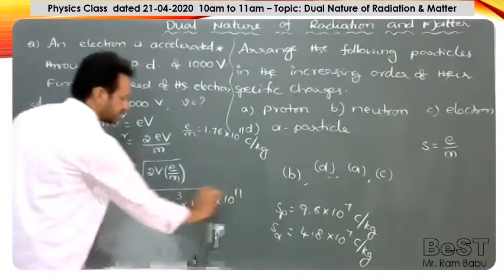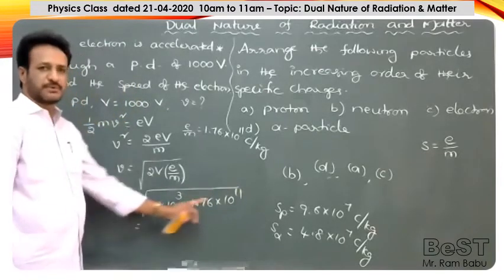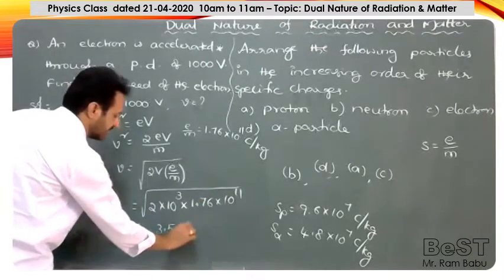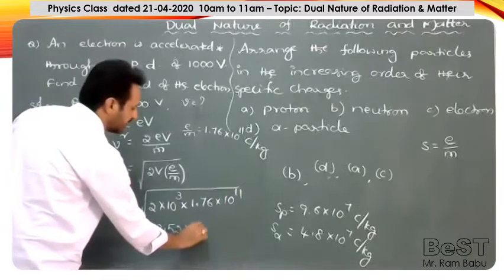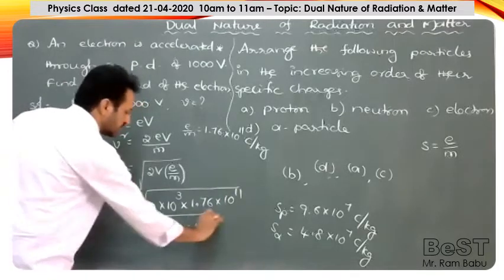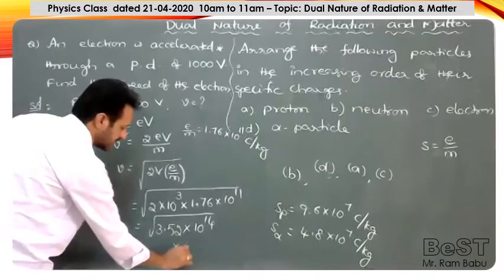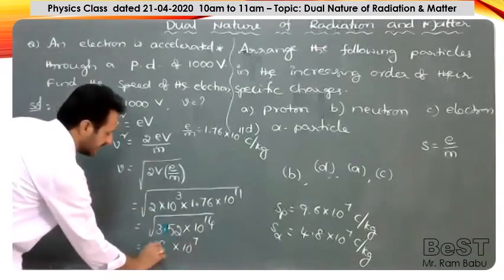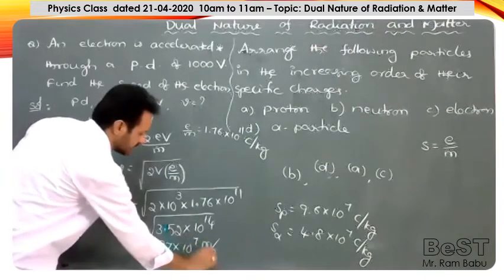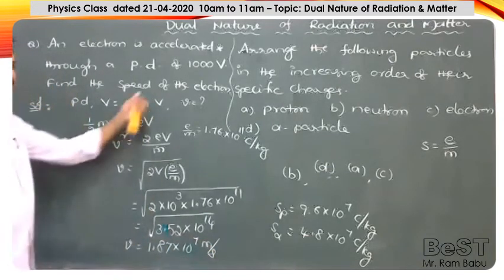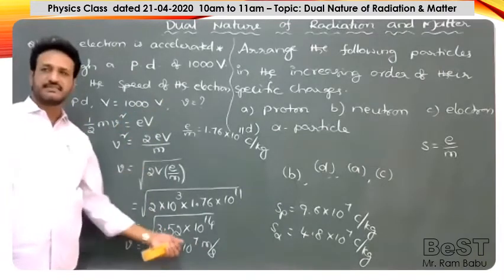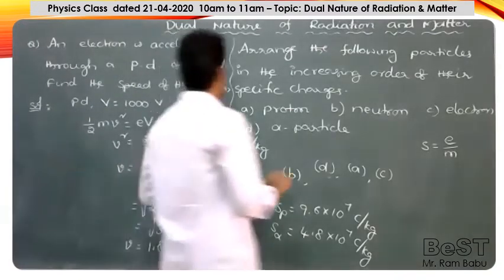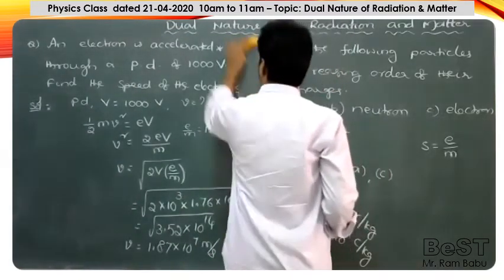So under root, it is equal to 2 into 1.76. If you multiply, you get 3.52 into 10 to the power of 11 plus 3, that is 14. Should write under root: root of 10 to the power of 14 is 10 to the power of 7, and root of 3.52 is approximately 1.87 meter per second. So the speed of the electron in that potential difference is equal to 1.87 into 10 to the power of 7 meter per second. So this is the process to find the speed of the electron by using the Thomson method.